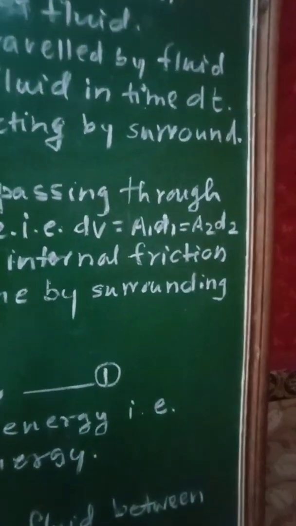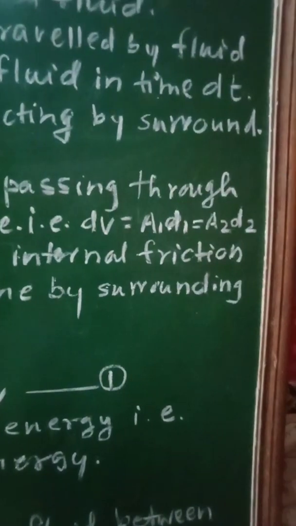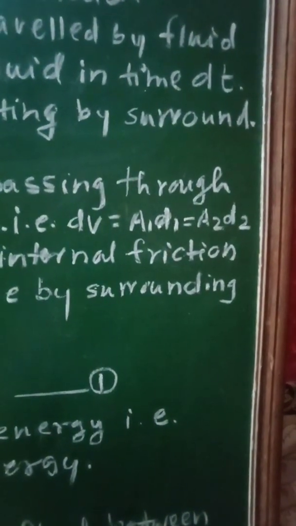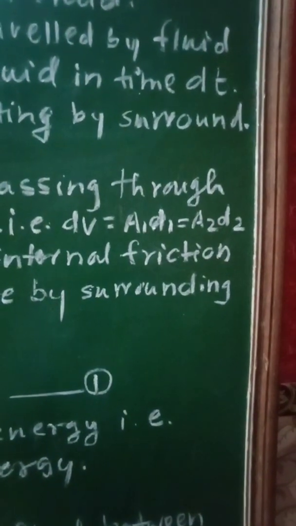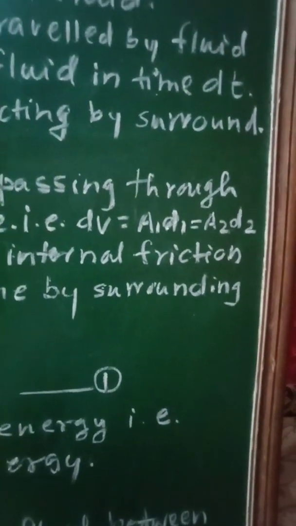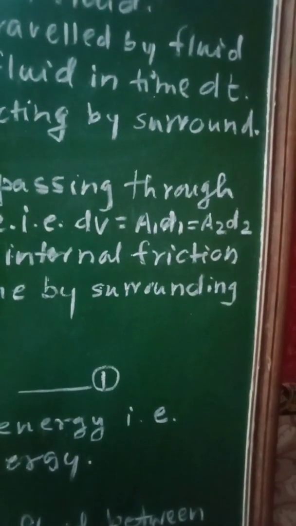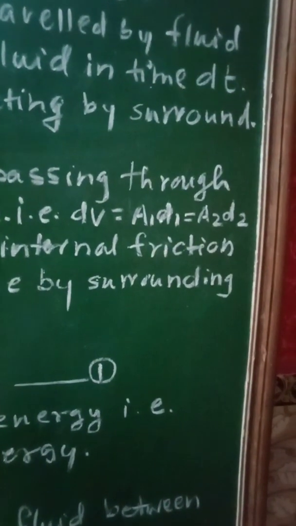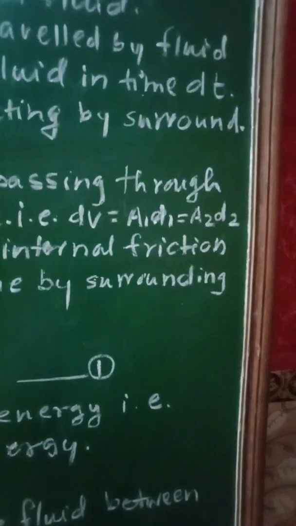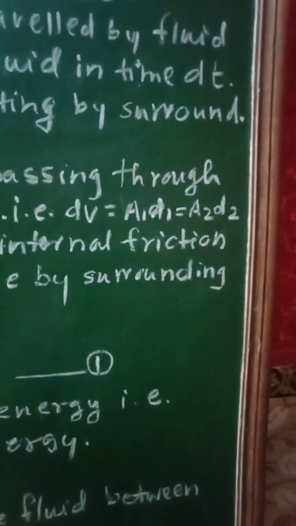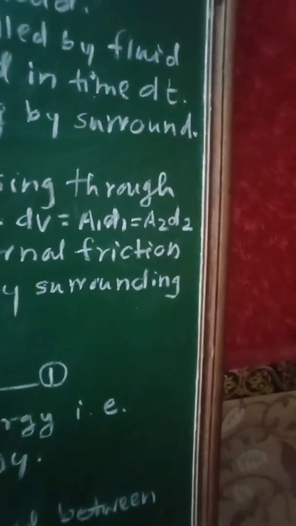Here volume equal to A1 D1 equal to A2 D2 is written because the volume of this cylindrical small element of the pipe will be considered, and we know that for a cylinder the volume will be equal to area of cross section into the length of that cylinder, that is area of cross section into displacement, and therefore dV is equal to A1 D1 equal to A2 D2.